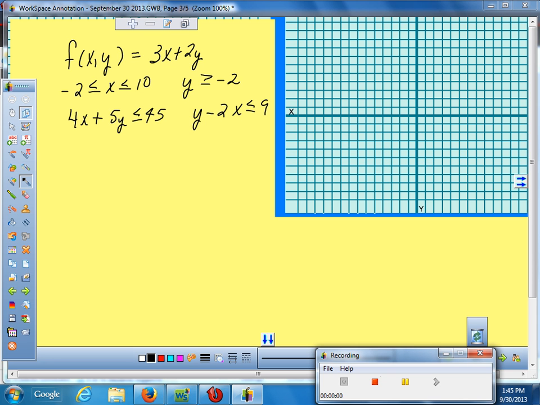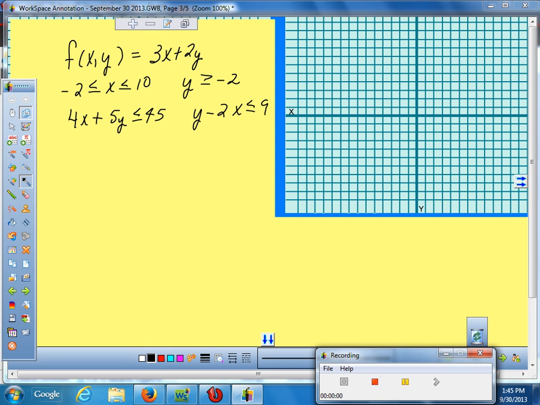Programming problem, has a lot more pizzazz. You can only ever have one function. Could never have more than one function. Will you graph the 3x plus 2y? No, you only graph inequalities, you don't graph the function. But, okay, so how many inequalities am I actually going to graph here?